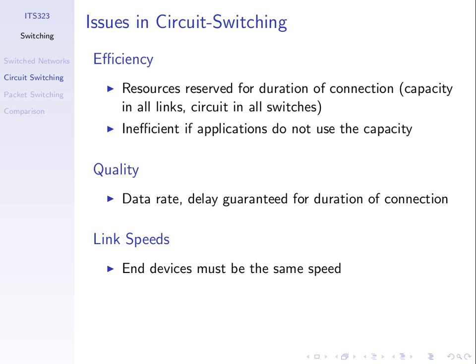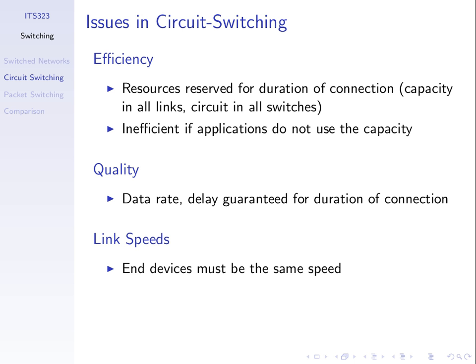That can be inefficient. If you reserve resources but you do not use them, no one else can use them. So it's inefficient use of the network resources. So in general, if the amount of data the applications want to send varies over time, circuit switching can be inefficient.